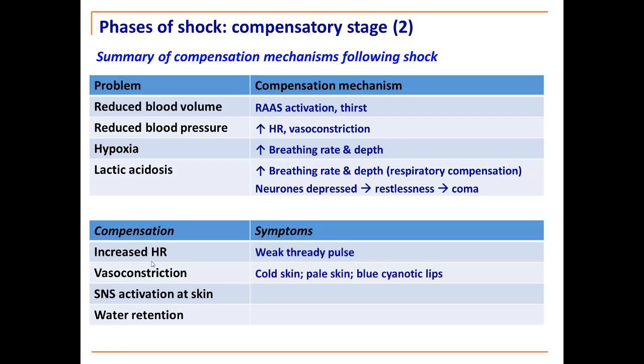The vasoconstriction can lead to that cold skin, pale skin, blue cyanotic lips. Sympathetic activation of the skin. You can feel all sweat, it's clammy because it doesn't evaporate, remember, because you've got vasoconstriction there, so you don't have that heat gradient to help that evaporation. And you've got that water retention leading to oliguria. So there you're starting to see how some of the symptoms and the compensation mechanisms are all linked hand in hand.